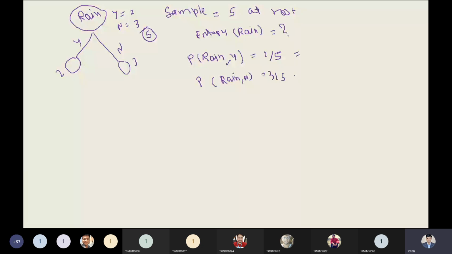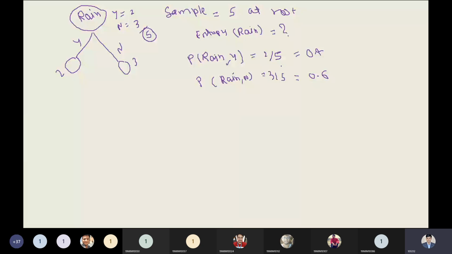What is the value of this one? 2 by 5 and 3 by 5. Can anyone tell me? 0.4 and 0.6. Good. So this is the value I got from the probability value. Now, any doubt over here?